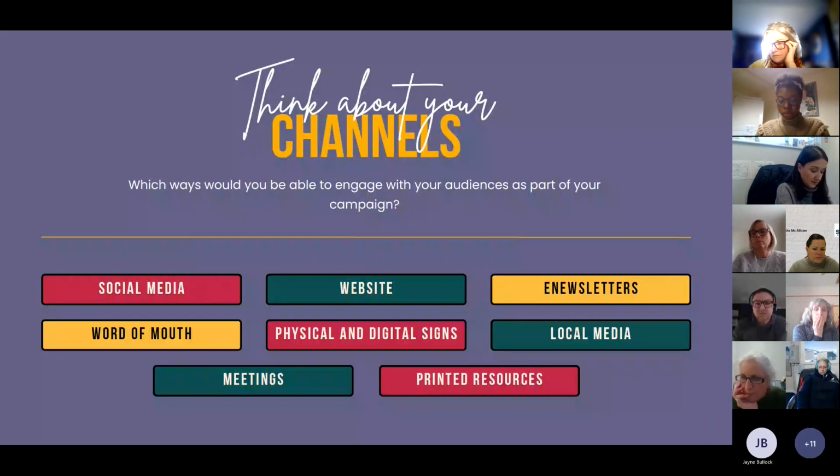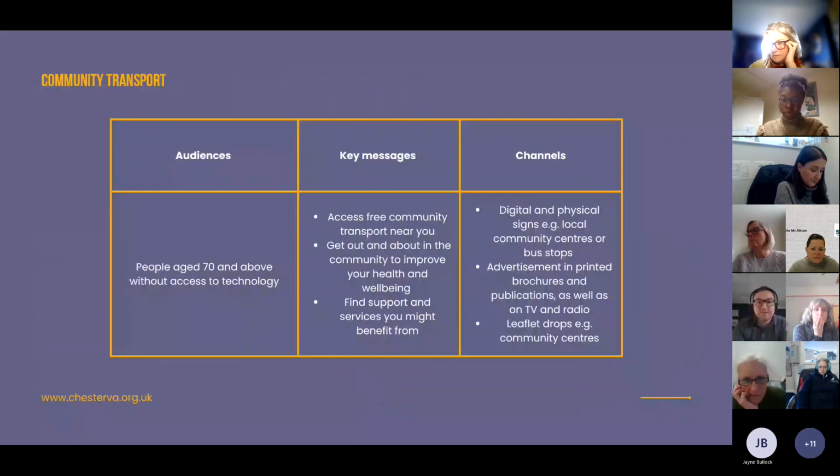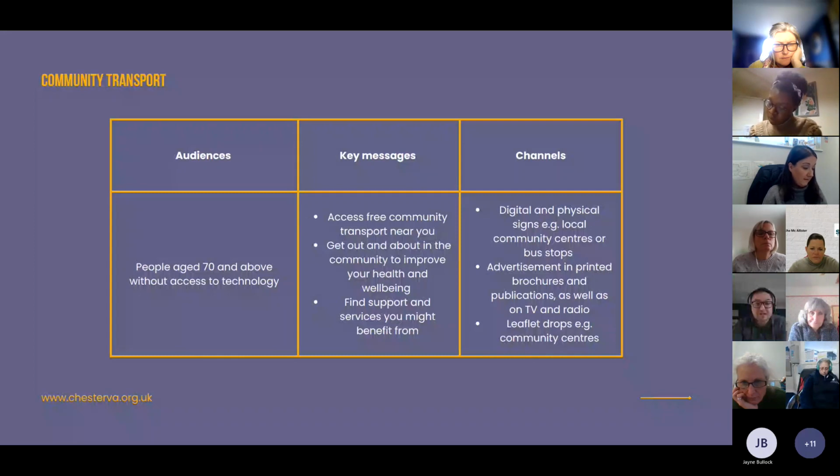So obviously we talked about audiences, key messages, channels. So this is just something I put together as a really short example really quickly. Looking at transport, for example, if you had an audience of people aged 70 and above without access to any technology, what could your key messages be for them? It could be that they could access free transport near them. They can get out and about in the community to improve their health and well-being. They could find support and services near to them that they might be able to use and benefit from.